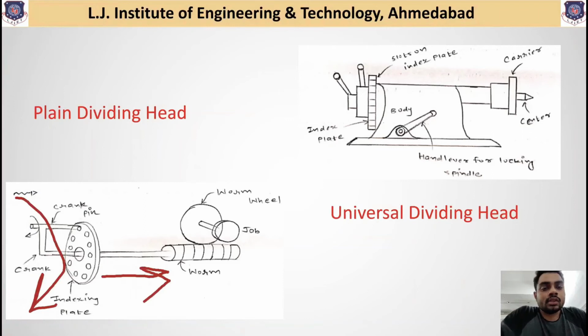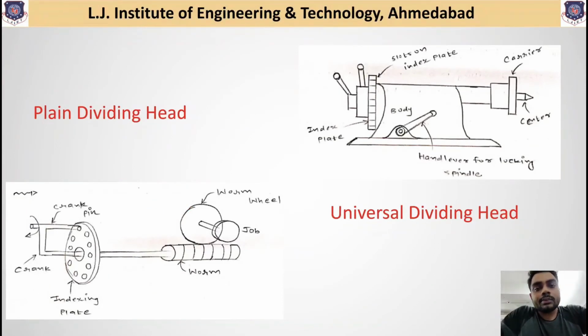So first of all, with the rotation of the crank, the indexing plate rotates, and as the indexing plate rotates, it starts rotating the worm. And this worm is connected to the worm wheel. That means this worm now rotates the worm wheel, and this worm wheel is connected to our workpiece. So this worm wheel rotation gives rotation to the job or the workpiece, and that is how this workpiece also rotates. So this is the basic arrangement that is available in the universal dividing head.